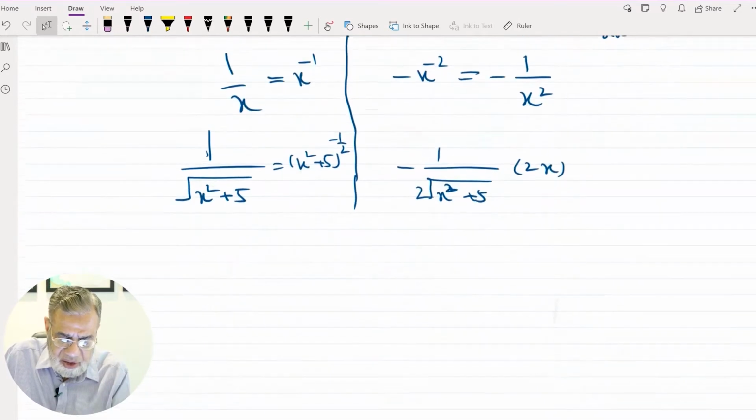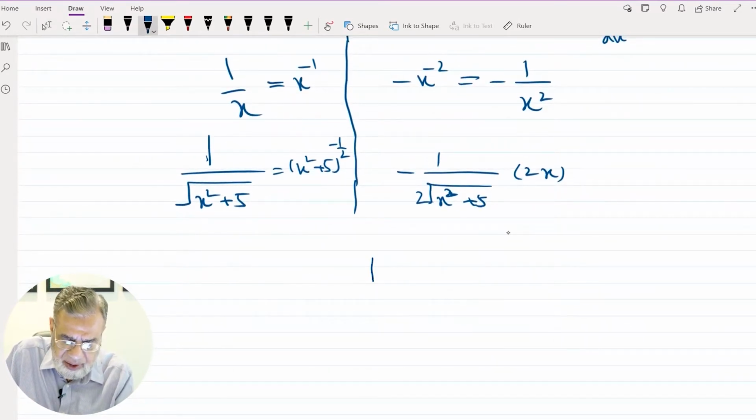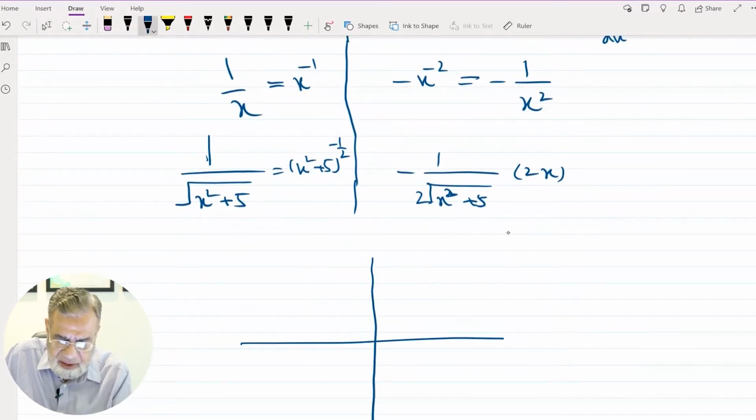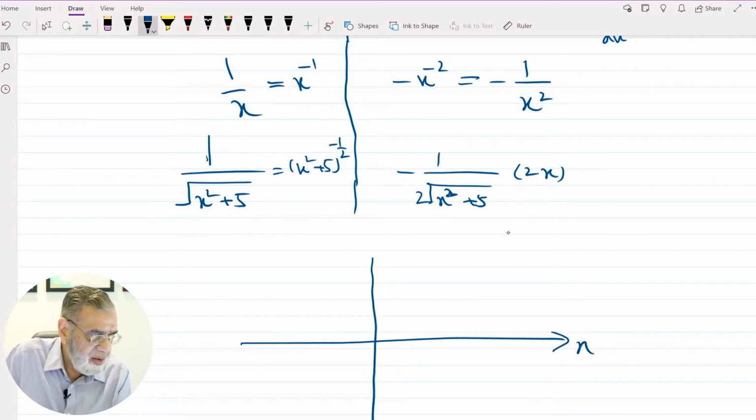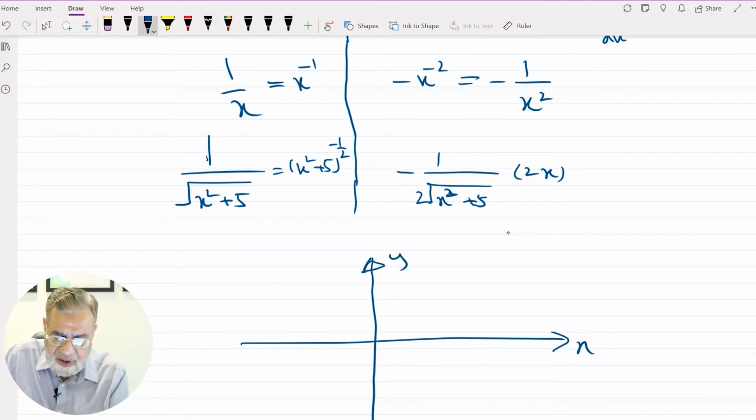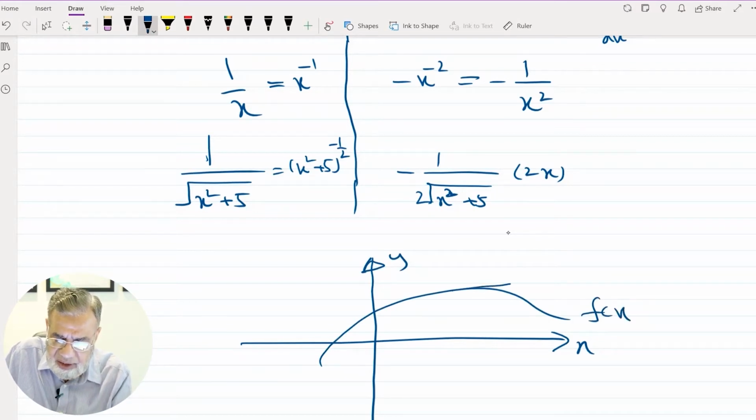Now here I go to the definition, and we have here the xy plane. This is my x-axis, and this is my y-axis. And these functions we can define more easily. This is my function y equal to f of x. So when I want to find the derivative, this is my f dash of x. It's very simple to define.